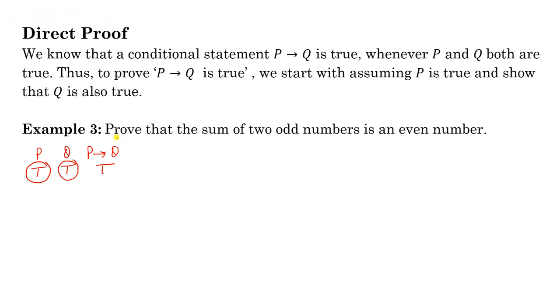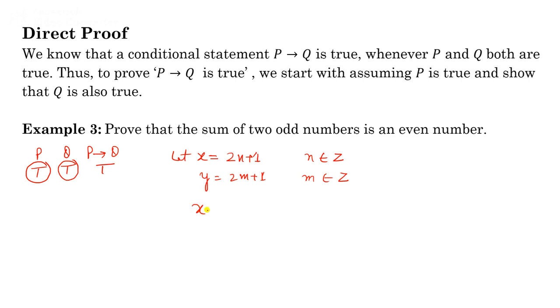Now look at this example. Prove that the sum of two odd numbers is an even number. So here this part is the condition and this is the conclusion. So we will assume that this part is true and we will show that this part is also true. So let x and y, two numbers, be odd numbers. So you can assume x equals 2n plus 1, where n belongs to Z, and y equals 2m plus 1, where m belongs to Z. So we have assumed that x and y are odd numbers.